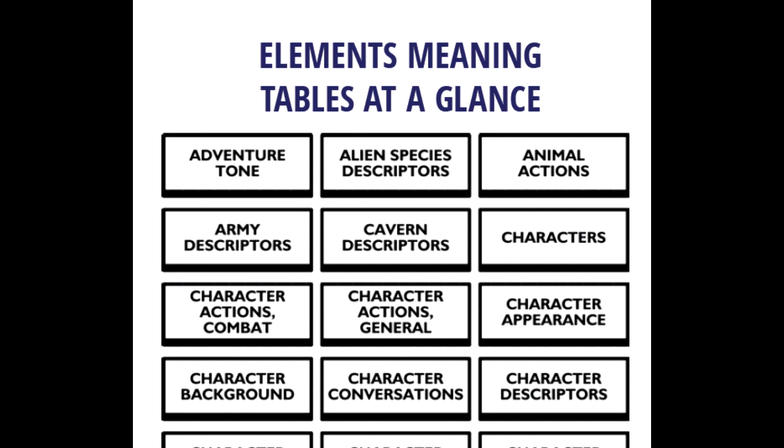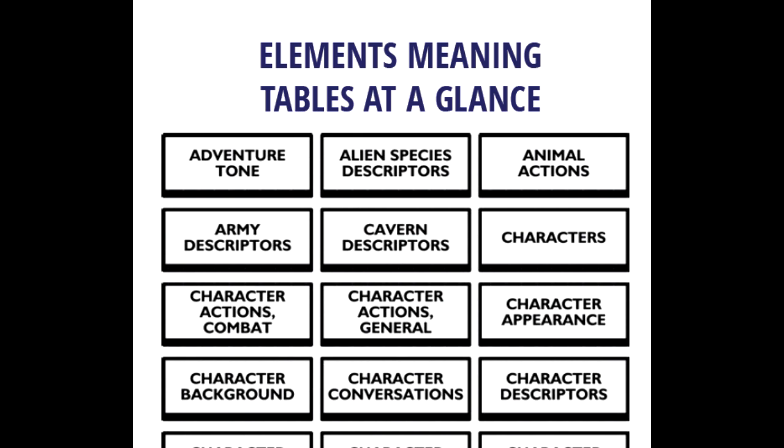You have the Adventure Tone table with results such as cheerful, messy, or mystery. You have the Alien Species descriptors with results such as avian, scientific. You have animal actions such as bizarre, curious, odd. You have army descriptors with results such as creepy, stalemate, success. Cavern descriptors with climb, crawl, pool. Characters tables with curious, playful, stealthy. And there are just so many, with 100 results for each table.